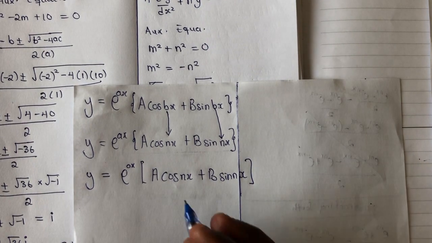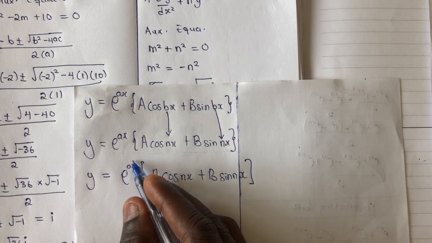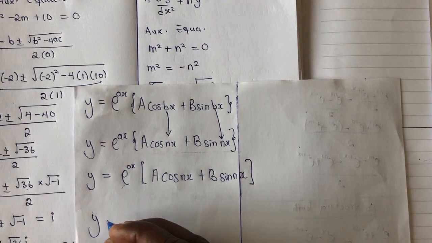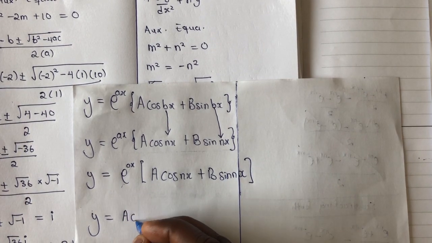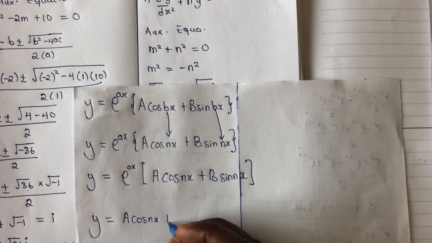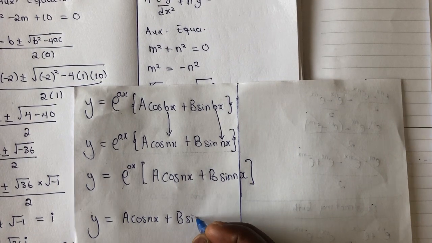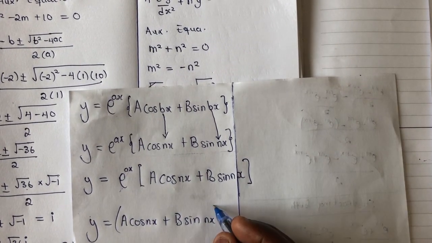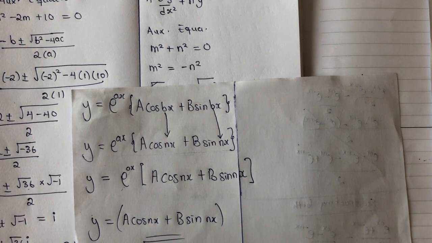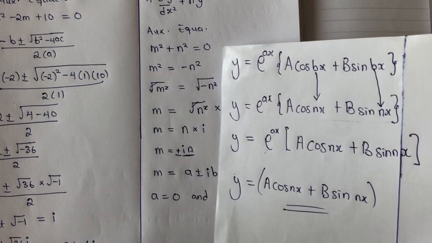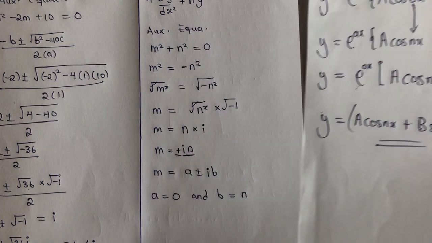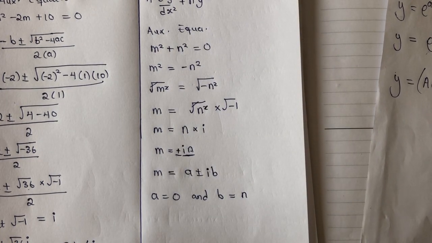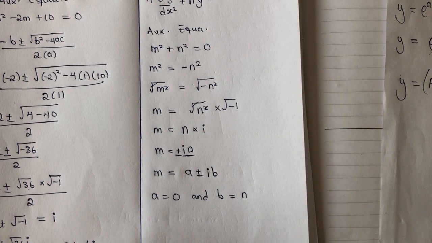This will be our general solution. Anything to power 0 is 1. So we are going to get y equals a cos nx plus b sin nx. This is the solution for any second order differential equation having complex roots where the real term equals 0.